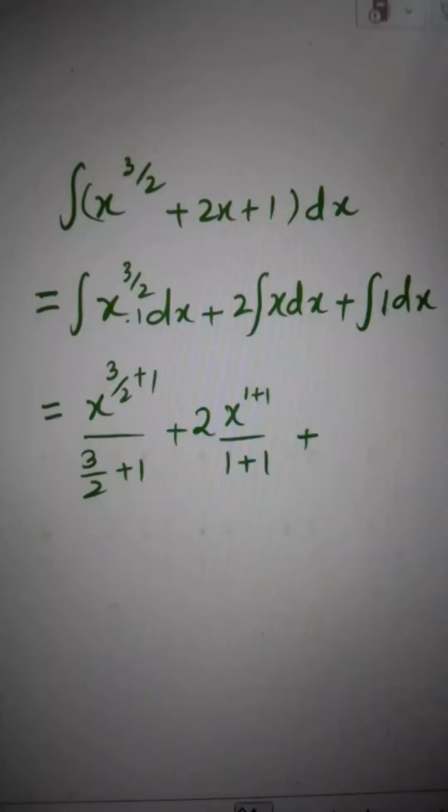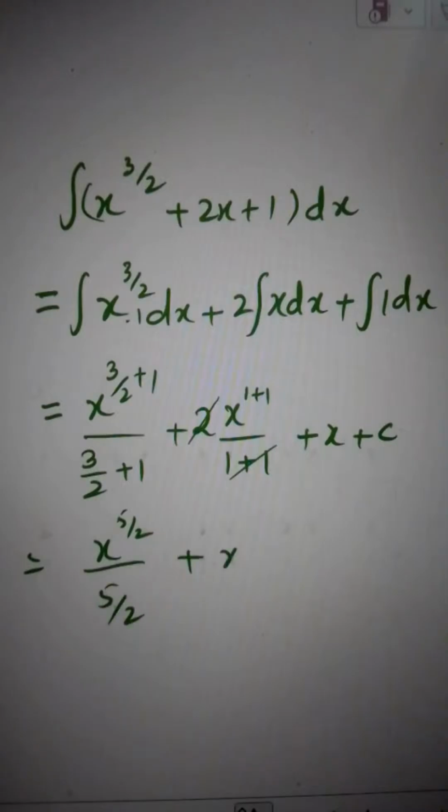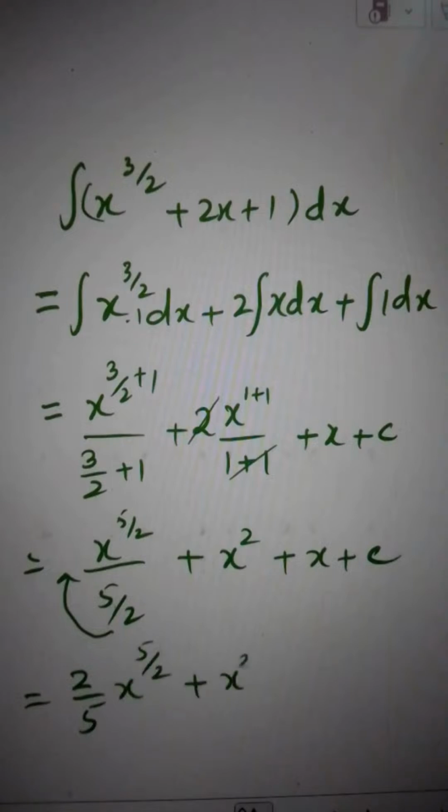So 1 is the derivative of x, so the integral of 1 is x plus c. We can see that this is 2, this is 2, they get cancelled, and this will take two more steps to complete. The addition of 3 by 2 and 1 makes 5 by 2, and the denominator is also 5 by 2, plus x power 2 plus x plus c. Then we know that from the third place, 2 rises to first, so it becomes 2 by 5. This becomes 2 by 5 x power 5 by 2 plus x square plus x plus c.